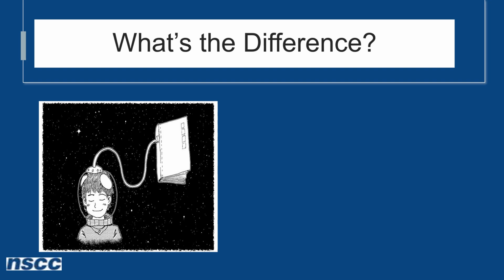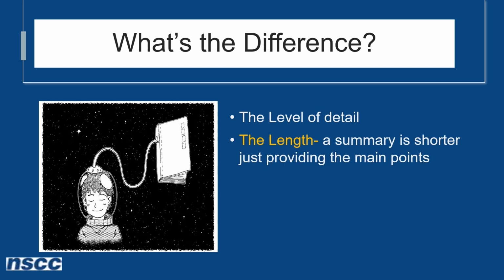The differences between these two skills are the level of detail. A summary does not have as much detail as a paraphrase. The length of the writing. A summary is shorter and is just providing the main points. A paraphrase is often longer and includes key details and important points.